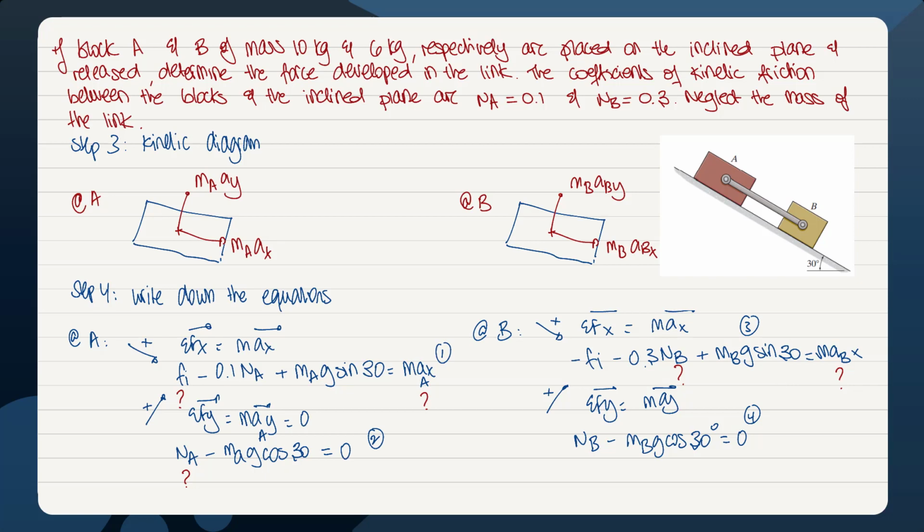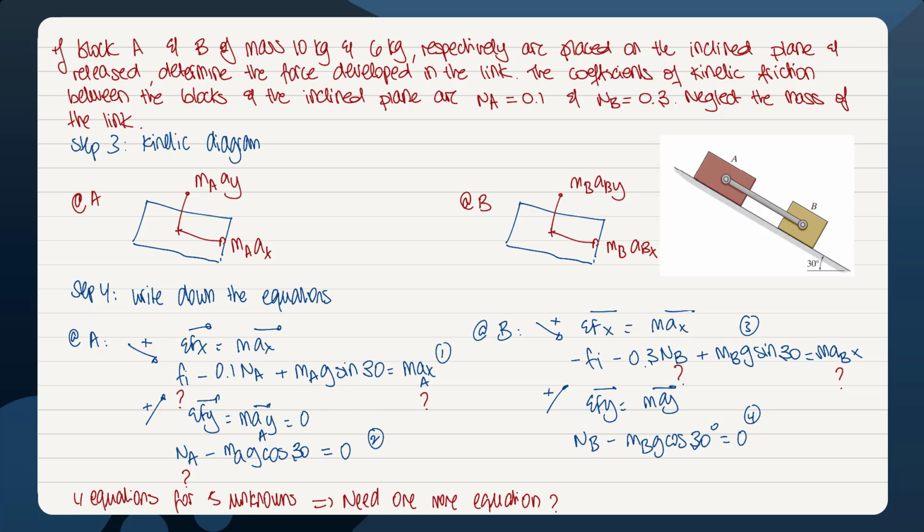The next step is to count the number of unknowns. So looking at all of the equations, we have Fi, which is an unknown, the acceleration of A, which is an unknown, the normal reaction N_A, which is an unknown, N_B, which is an unknown, and a_B, which is an unknown. So we have a total of 5 different unknowns for 4 equations. This means that we need to add one more equation to the problem.